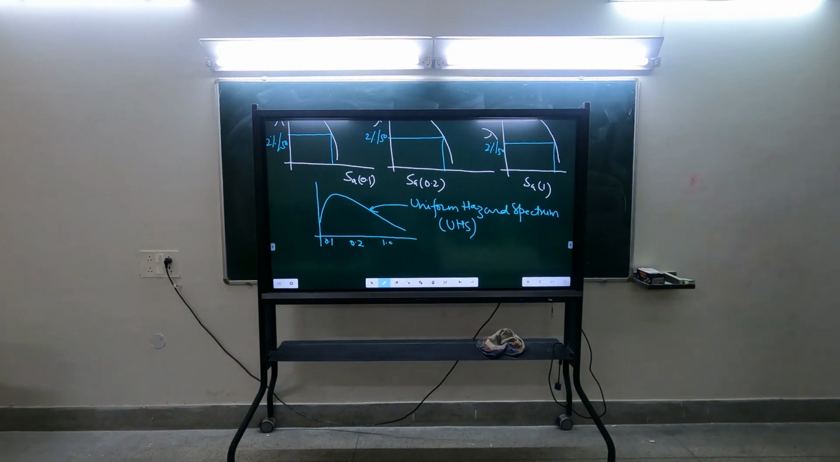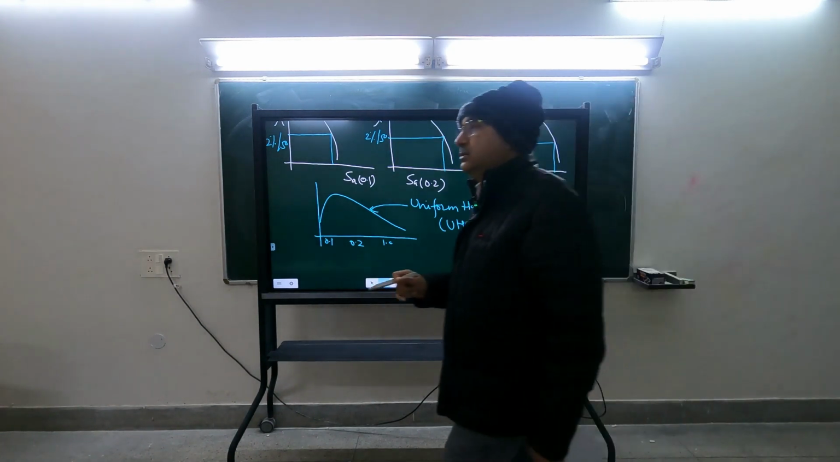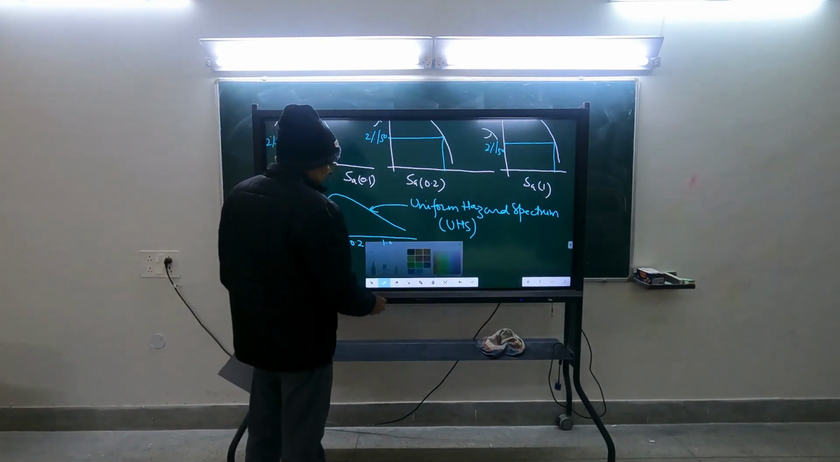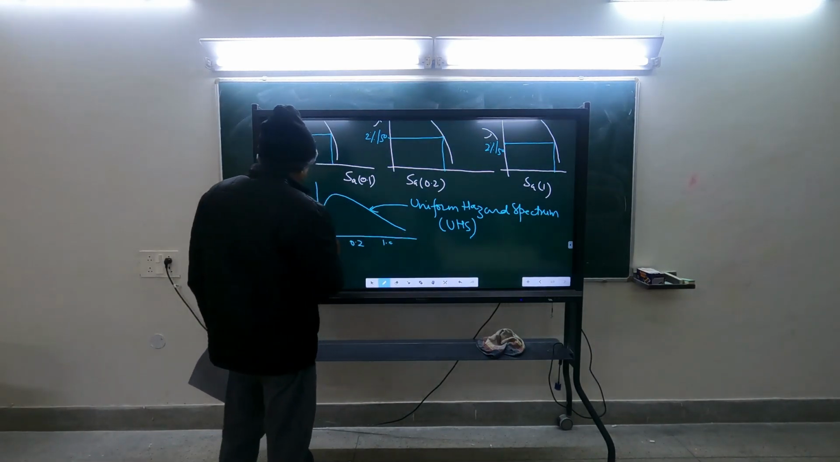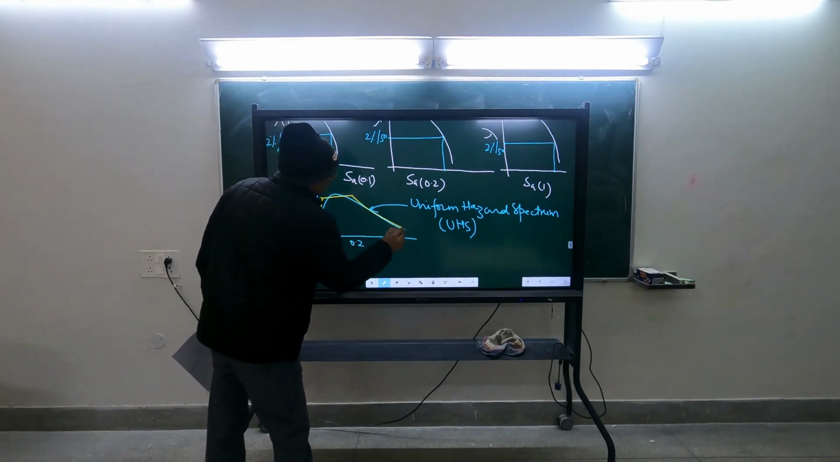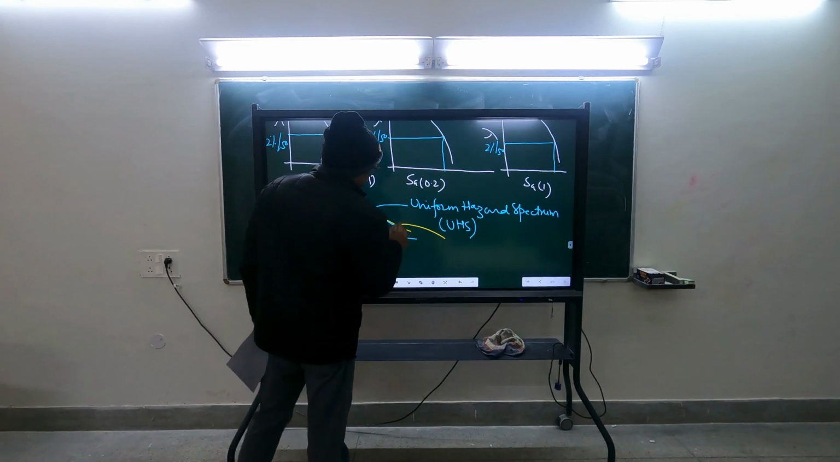What is given in the code is the idealized shape of UHS. Now, you can tell me why we are calling it UHS. This is the idealized shape. This is given in the code.